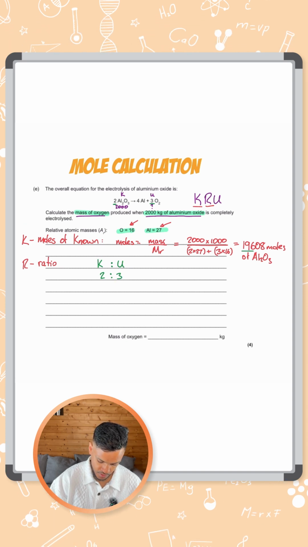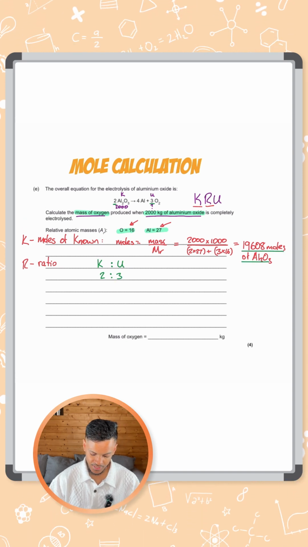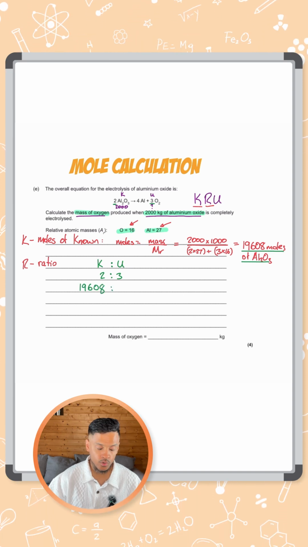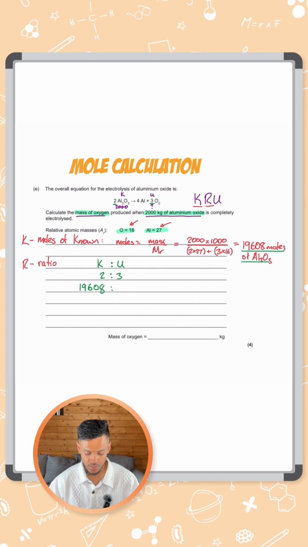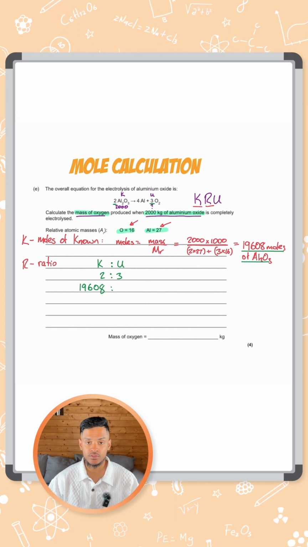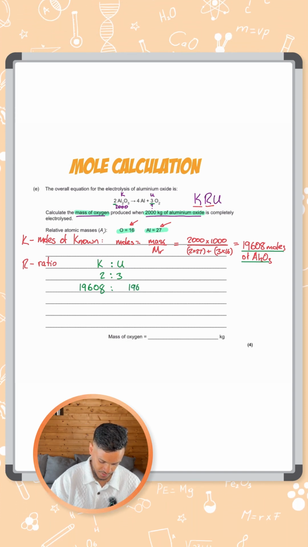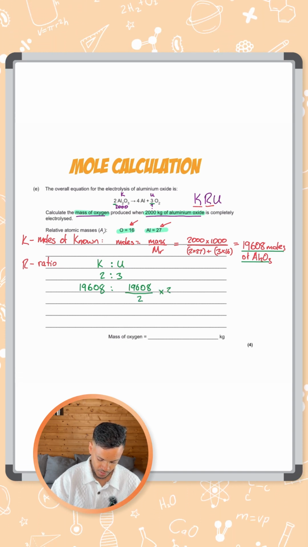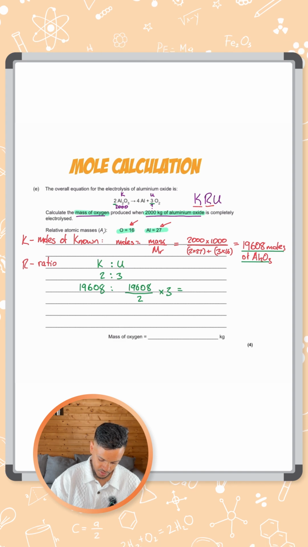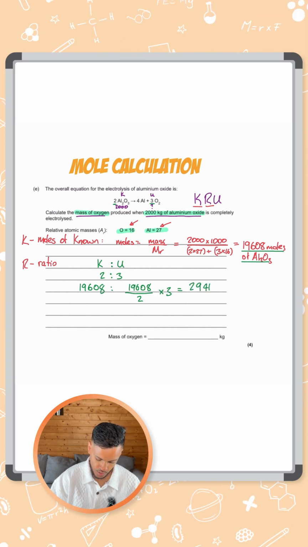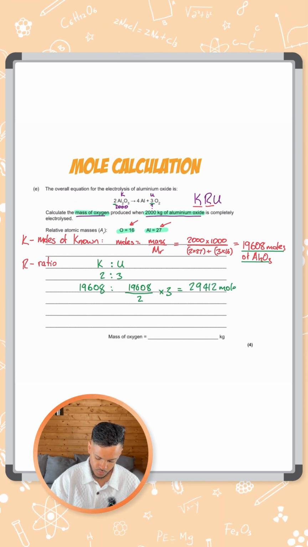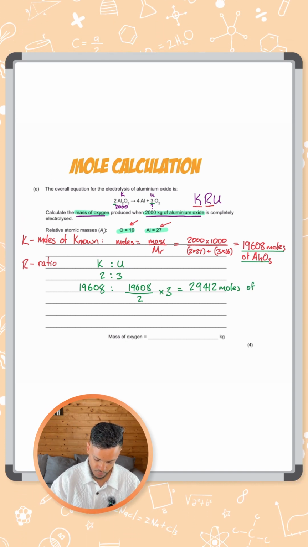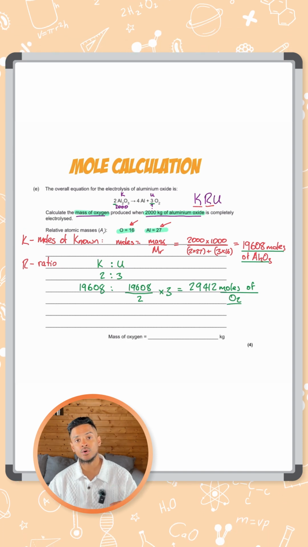Now, we've got our known. We just calculated it as 19,608. That's our 2. We want to find out what our 3 is in the ratio. So to find that as a 2 to 3 ratio, we get our 19,608, divide it by 2 and multiply it by 3. That gives us an answer of 29,412 moles. And remember, now that's the moles of our unknown. So that's our moles of O2. Now we've got our moles of O2.